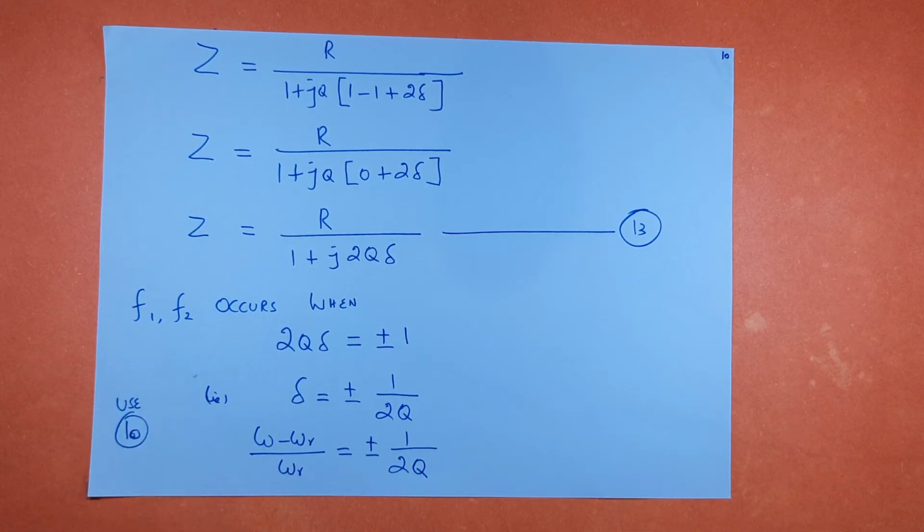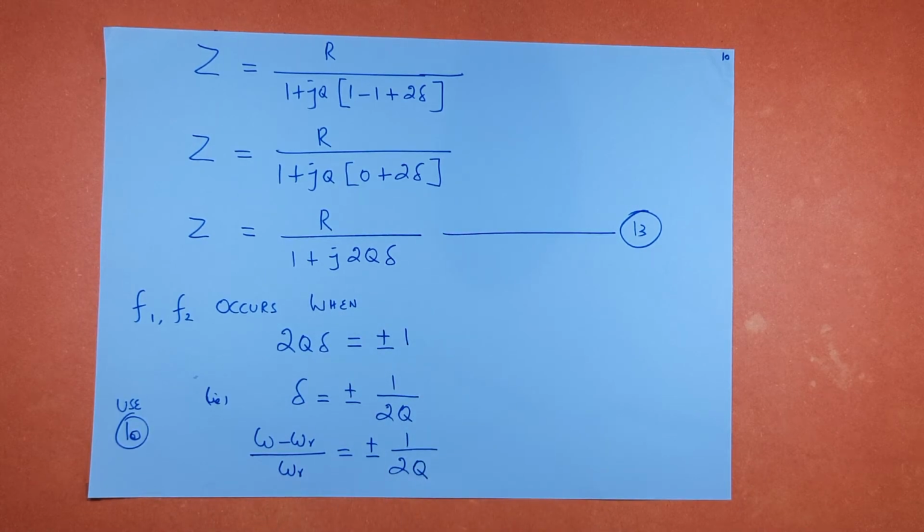The half power frequencies F1 and F2 occur when this condition is satisfied: 2Q delta equal to plus or minus 1. So from this, what is delta? Bring this 2Q to the other side. Delta equal to plus or minus 1 by 2Q. Now use equation number 10, where we defined delta like this. Omega minus omega R divided by omega R equal to plus or minus 1 by 2Q.